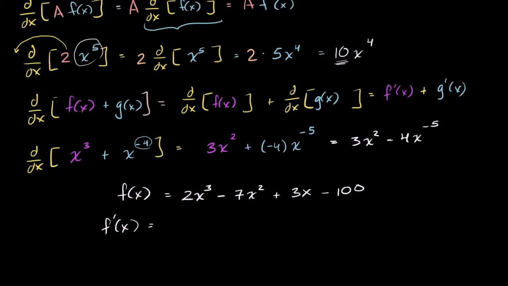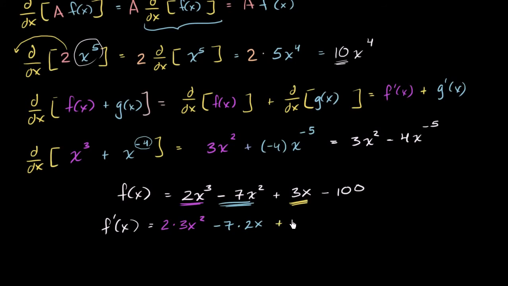Well, we can use the properties that we just said. The derivative of this is just going to be 2 times the derivative of x to the 3rd. Derivative of x to the 3rd is going to be 3x squared. So this is going to be 2 times 3x squared. What's the derivative of negative 7x squared going to be? Well, it's just going to be negative 7 times the derivative of x squared, which is 2x. What is the derivative of 3x going to be? Well, it's just going to be 3 times the derivative of x, or 3 times the derivative of x to the 1st. The derivative of x to the 1st is just 1.